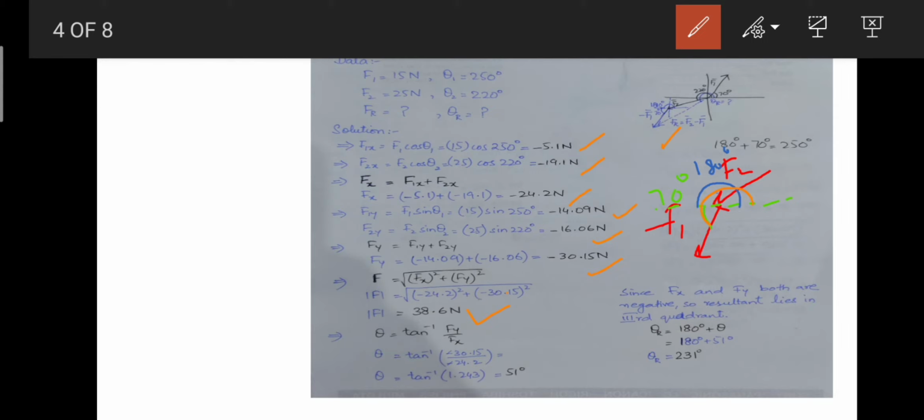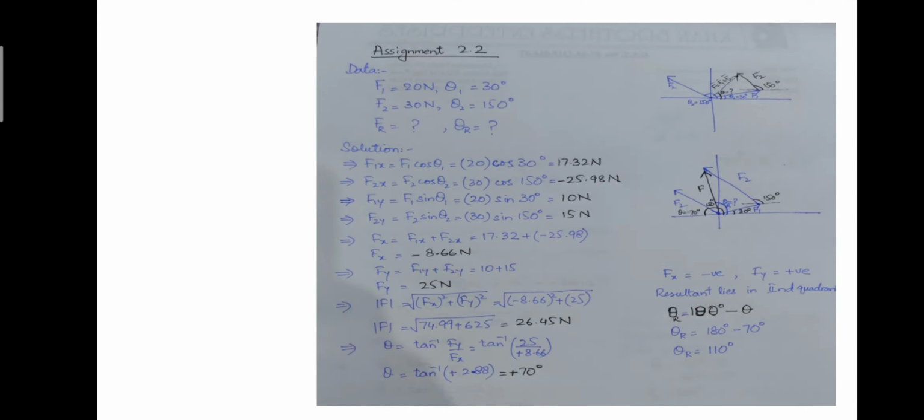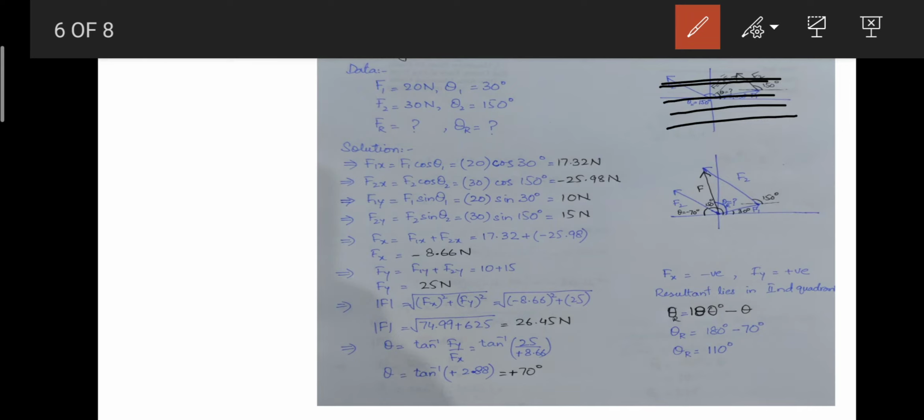So 180 degrees plus 51 degrees is equal to 231 degrees. That means our resultant is making an angle of 231 degrees. Now moving towards the next question, which is assignment 2.2.